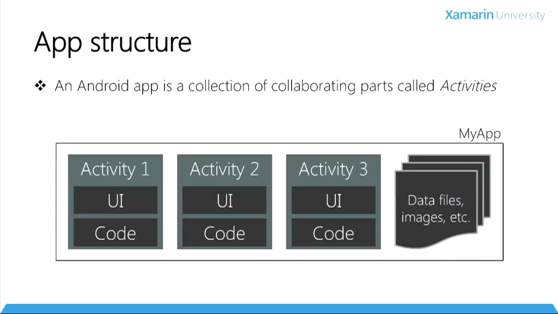So an Android app is often described as a bunch of activities that work together to achieve the goals of the application. And if you look inside an application, you'll see a structure something like this. There'll be several activities where each activity is a grouping of UI plus code behind. And then kind of off to the side, you'll see extra files, images, data files like XML and so on. So that whole collection of things makes up an app, but notice the core component really is activities.